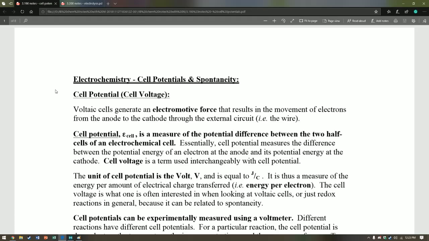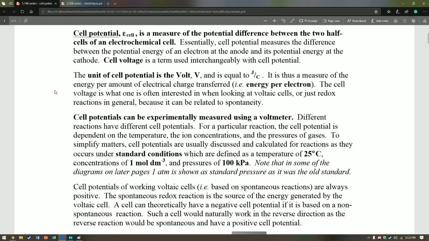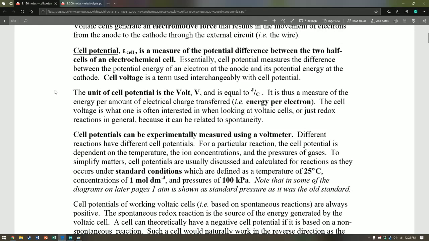Oh, joy. Yeah. So, electrochemistry and cell potentials on spontaneity is today's topic. Voltaic cells generate an electromotive force that causes electrons to move from an anode to a cathode via an external circuit. Cell potential is the difference of electrical potential between two half cells of an electrochemical cell. So it measures the difference in potential energy of an electron at the anode and the cathode. Cell voltage is interchangeably used with potential. The unit is a volt, which is equal to joule per coulomb.